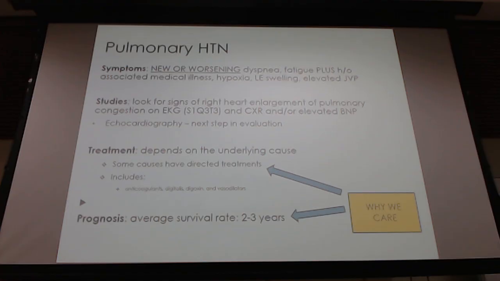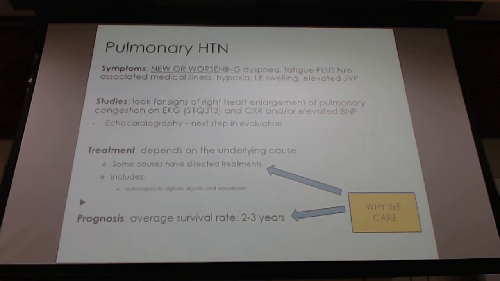All right, symptoms, right? Makes sense, worsening dyspnea. Look for signs of right heart enlargement. So echo, next step in evaluation. Treatment depends on underlying cause, right? Why we care: really, really high mortality associated with it. So we want to make sure we know this exists. We want to make sure it's somewhere in our differential.